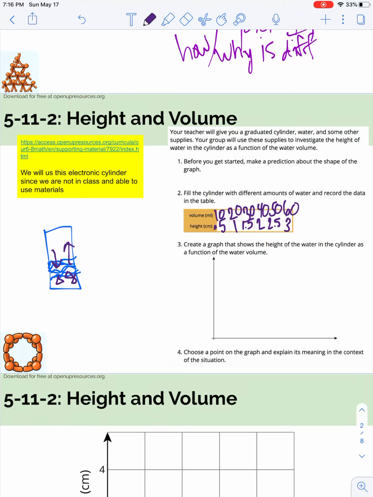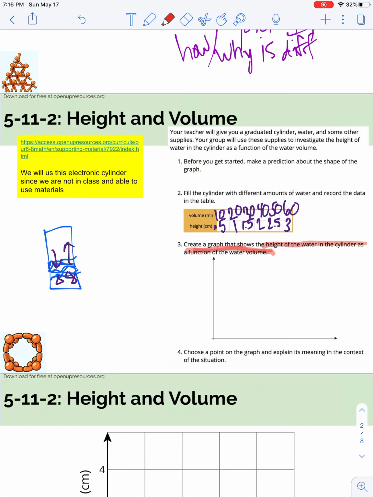Okay, so it wants you to create a graph that shows the height of the water in the cylinder as a function of the water volume. So remember, whenever you're doing these function problems, the one that is listed first, let me highlight it so everyone's on the same page. Height of water in cylinder as a function of the water volume.